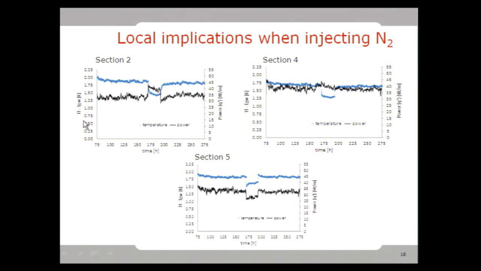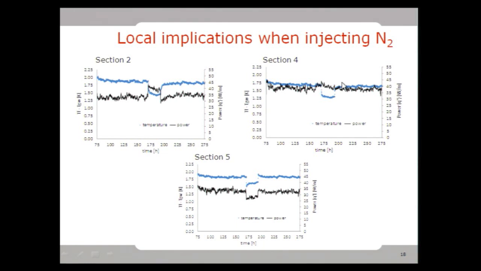At Section 2, if you see this graph, I am presenting the temperature difference between the fluid and the groundwater, and on the right y-axis, the thermal power per meter. And you see that the temperature difference decreases at the same time as the thermal power increases.